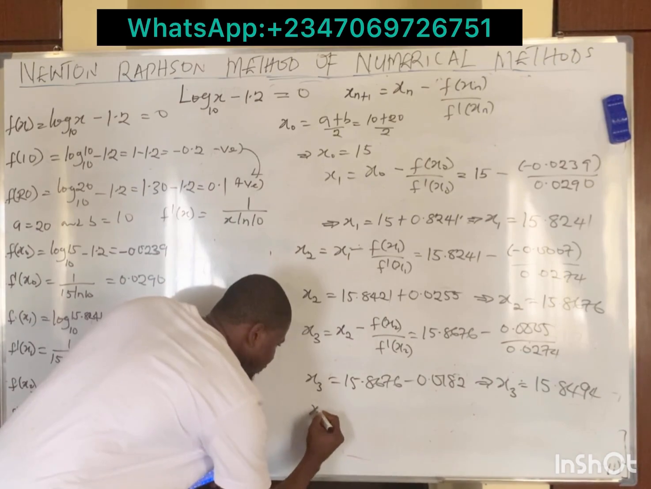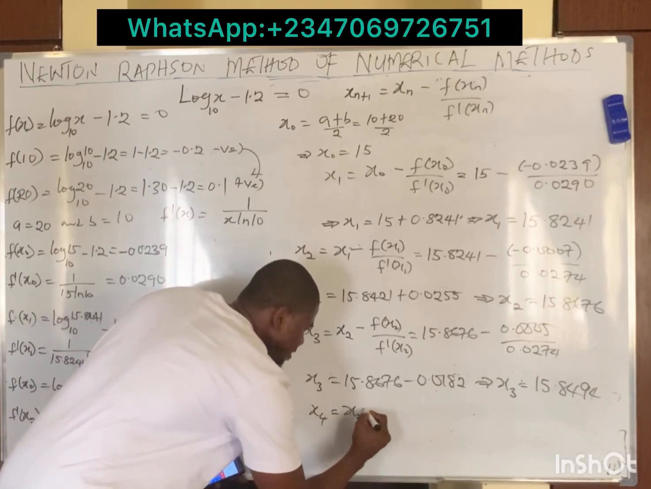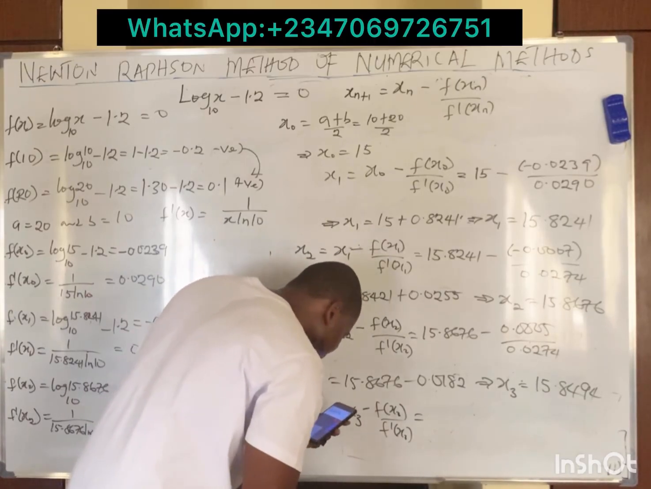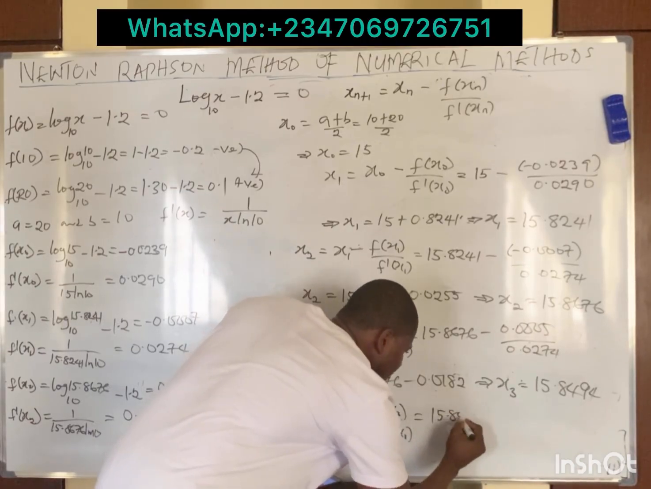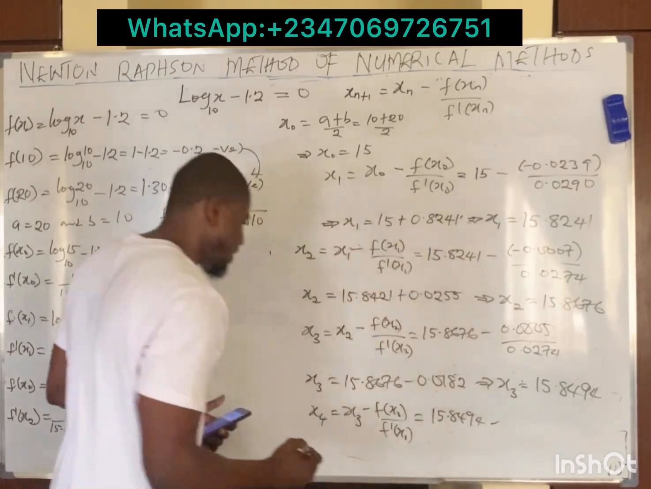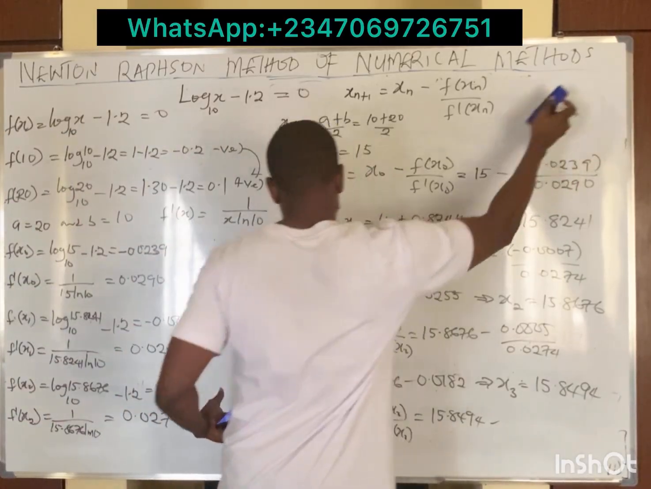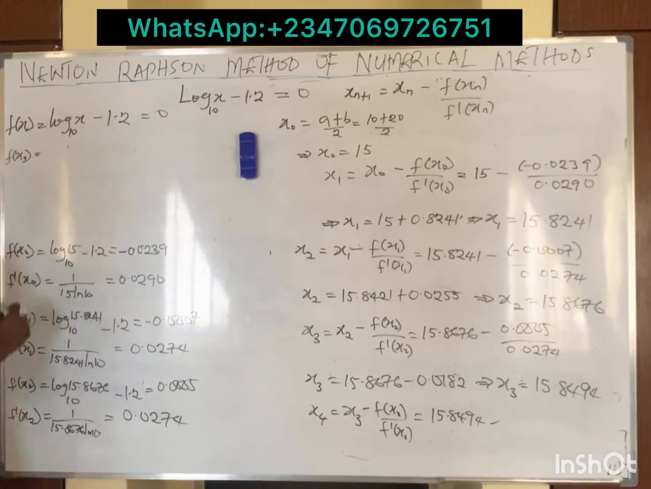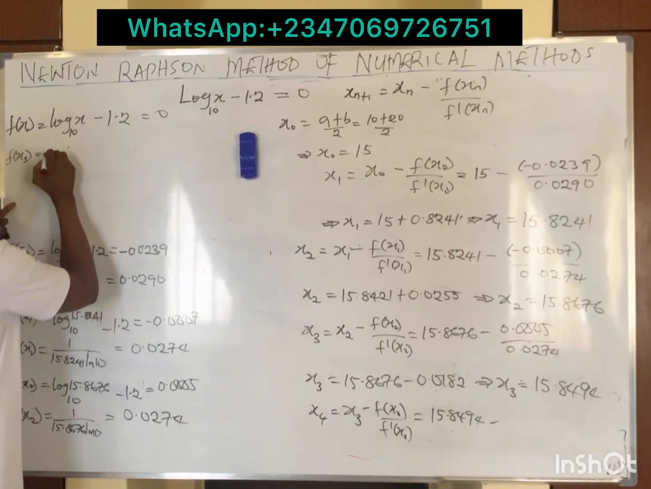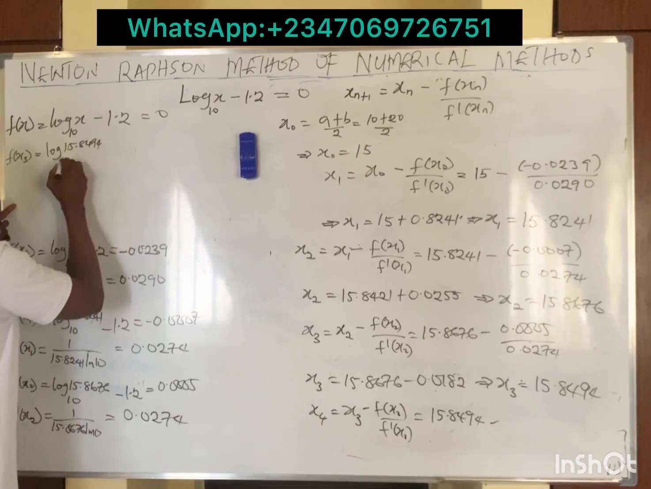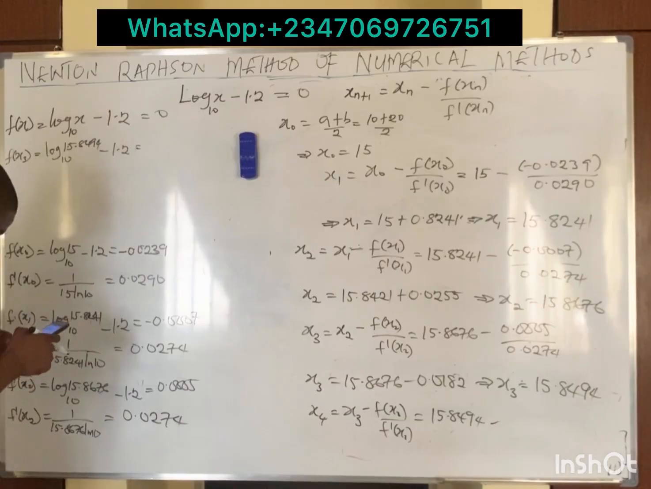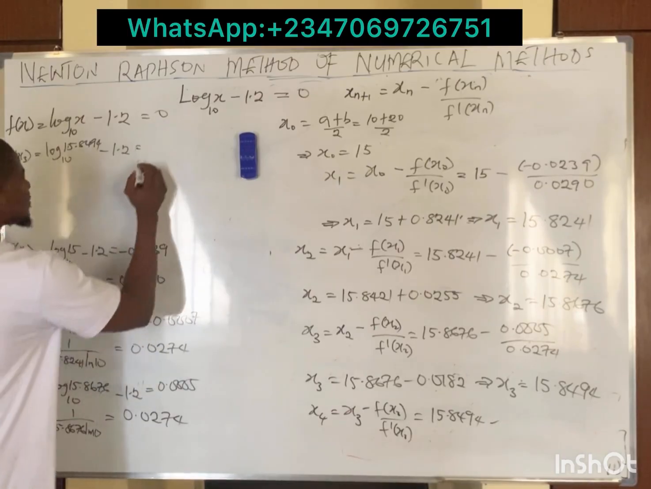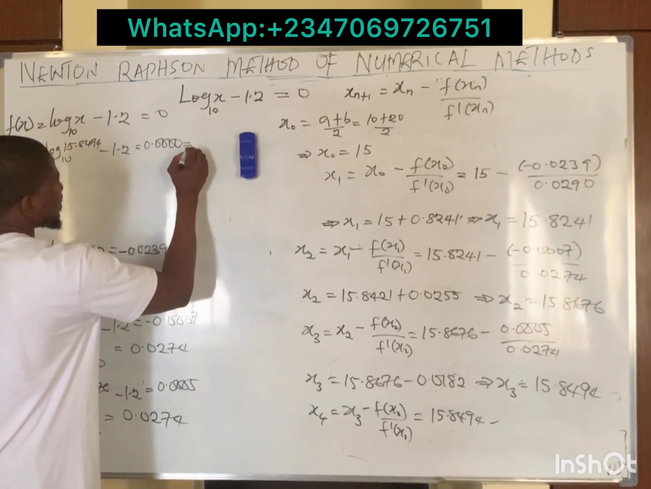Okay, so we'll go to the fourth iteration. x4 now becomes, x3 now replaces x2 in the formula. I have x3 minus f of x3 all over f prime of x3. We know the value of x3: x3 itself is 15.8494. So minus, let us find f of x3. In place of x, we plug in the value of x3, which is 15.8494. So this becomes log 15.8494 to base 10 minus 1.2. So let's evaluate everything together: log 15.8494 minus 1.2. Correct to 4 decimal places, this gives me approximately 0.0000, which is equivalent to 0.